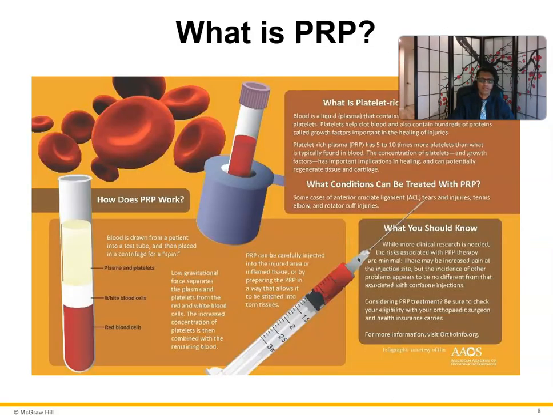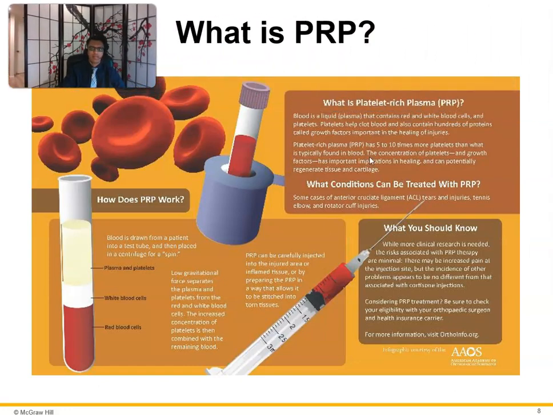I don't know if you've heard of PRP. That's platelet-rich plasma. Okay, so blood, as you know, is a liquid that contains red and white blood cells and platelets. Platelets help clot the blood and contain hundreds of proteins called growth factors for healing of injuries. So let's say I had a patient with chronic tennis elbow or patellar tendonitis, and nothing's really worked. Well, we can say, maybe you want to try PRP.